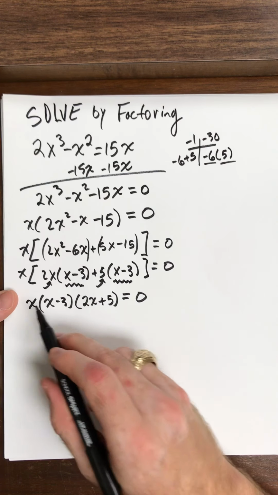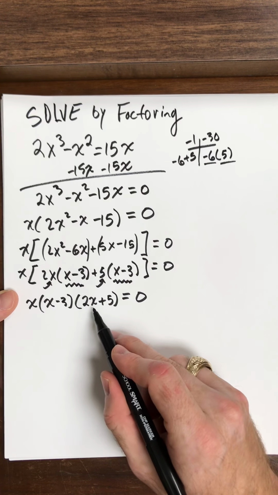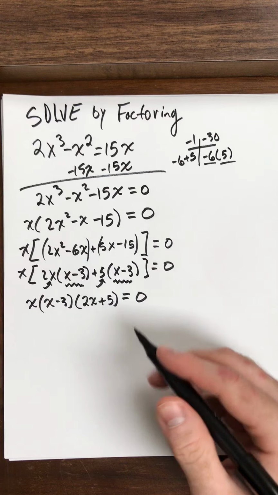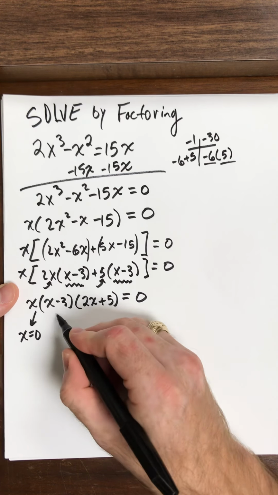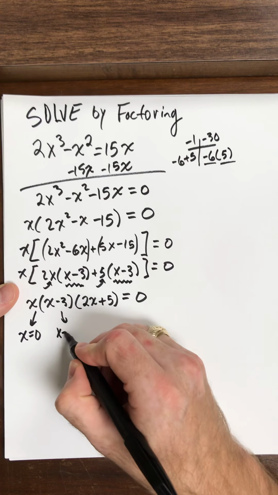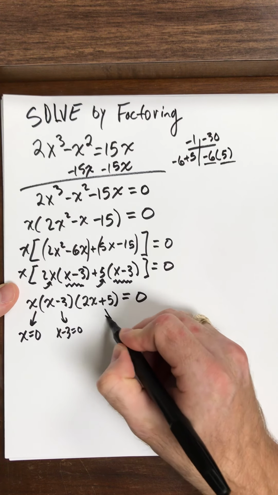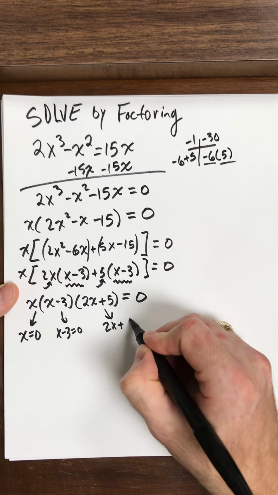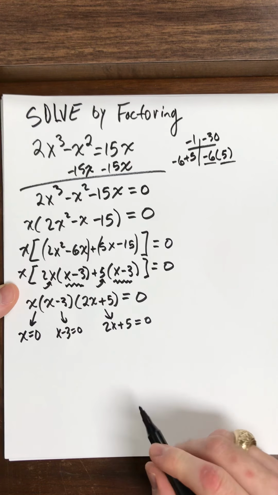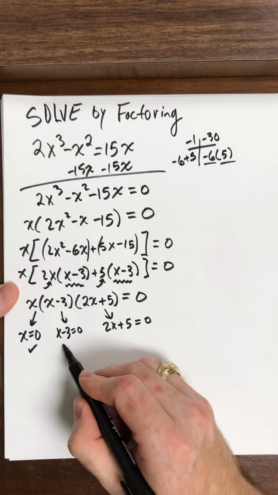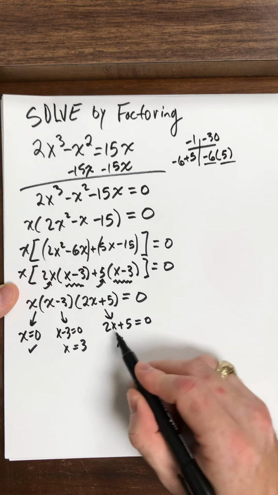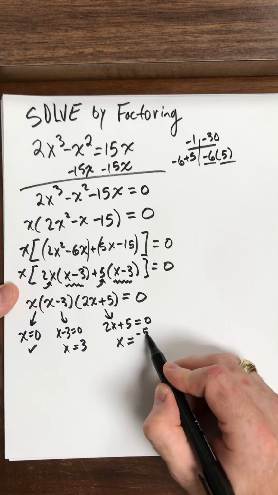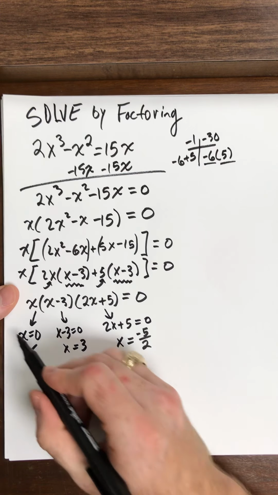So I have something times something else times some last thing equals 0. I set each piece equal to 0, the zero factor property, and I solve for x for each one of those. Okay, so this one's done. This is going to be x equal to 3, and then this is going to be x equal to negative 5 halves.